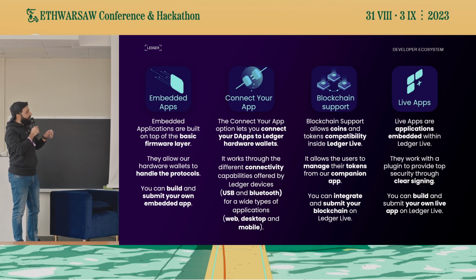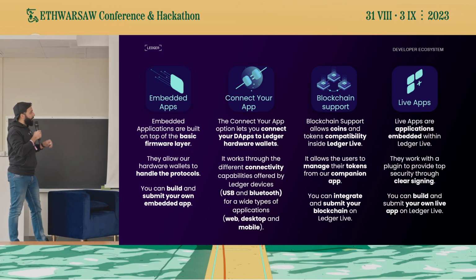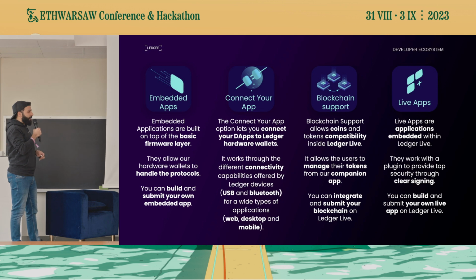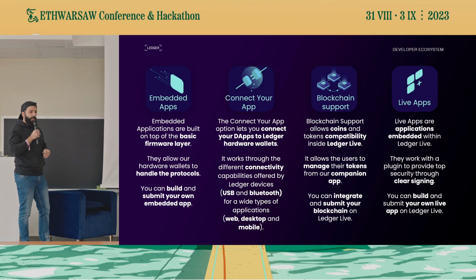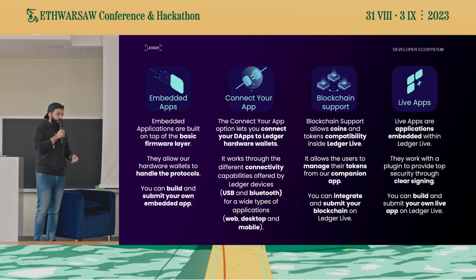These are, let's say, the four different layers of integrations we have at Ledger. Let's begin with the first one, what we call the embedded app. So basically, what is an embedded app? It's the application you install on your hardware device on top of the firmware layer that will be able to handle the protocol of the concerned blockchain. So it will allow users to interact with the blockchain directly through their hardware device.